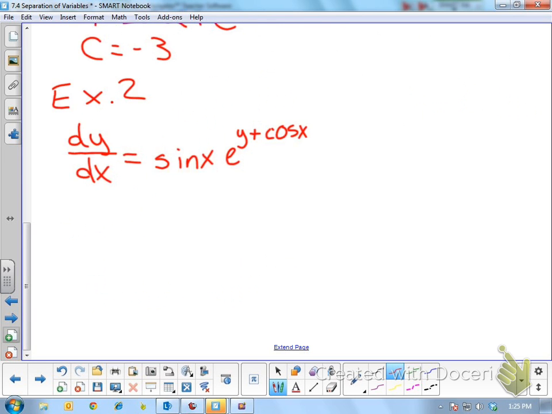Okay. So if I have e to the y plus cosine x, I can rewrite that to be a multiply problem. How can I rewrite that? E to the y times e to the cosine x. Exactly. This whole thing can change to be e to the y times e to the cosine x.